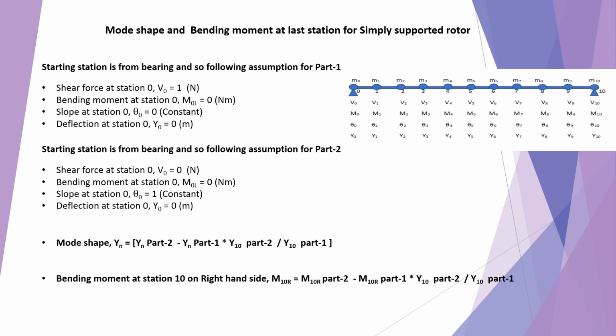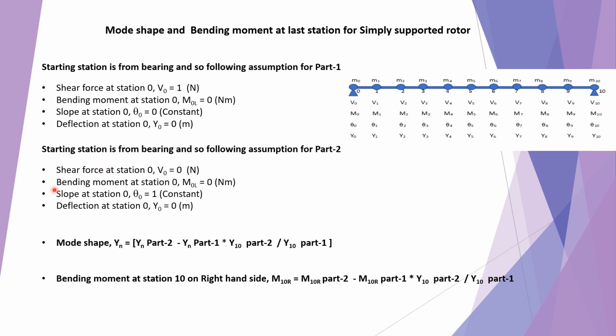Mode shape and bending moment at last station for simply supported rotor. The starting station is from the bearing, and so the following assumptions for part 1. Shear force at station 0, V0 is 1. Bending moment at station 0 on left hand side, M0L is 0. Slope at station 0, theta 0 is 0. Deflection at station 0, Y0 is 0. This is for part 1.